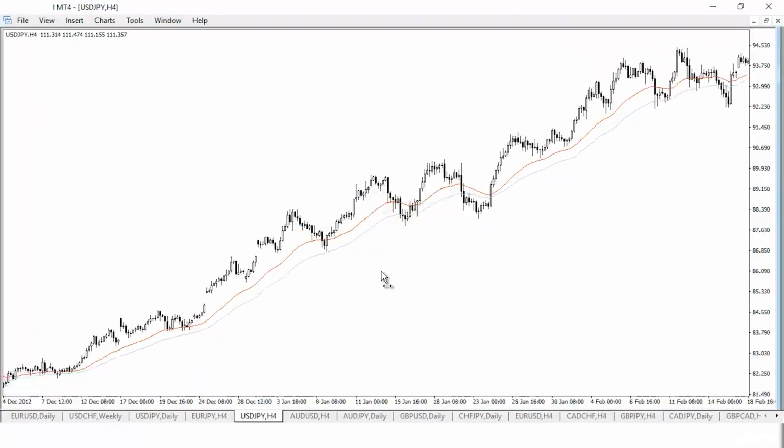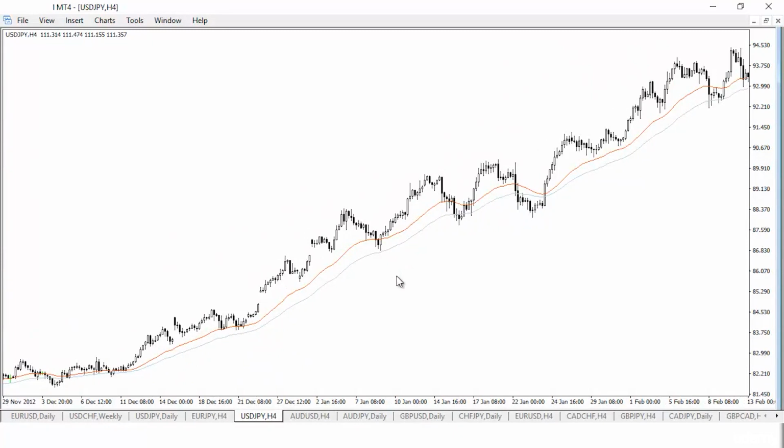Now that you have learned how to set these moving averages in your chart, it's time to know how to make proper use of these moving averages in a trendy market. But I will tell you that in the next lecture.